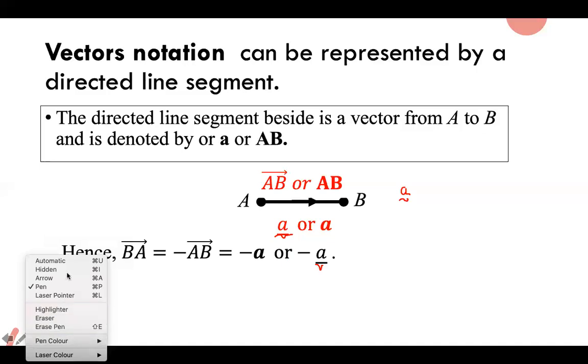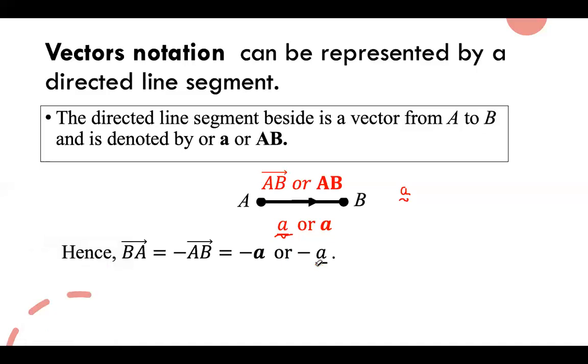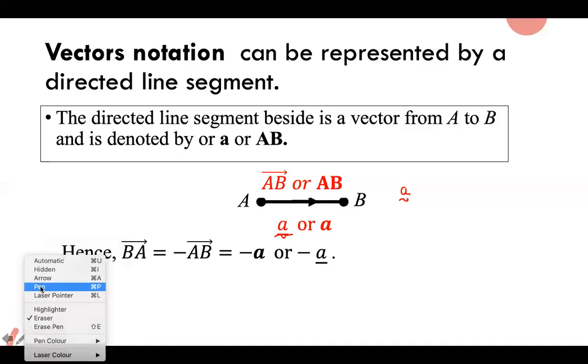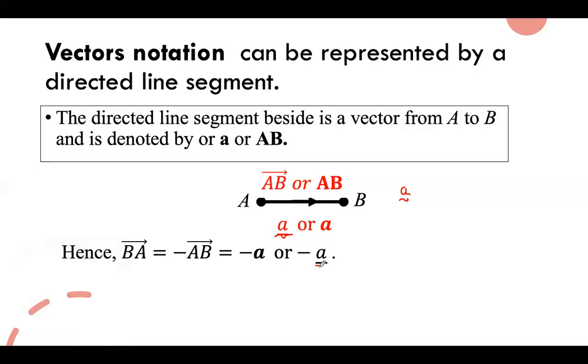So vector B to A is in this direction, the opposite direction of A to B. So we can write it as negative AB or BA or negative A.